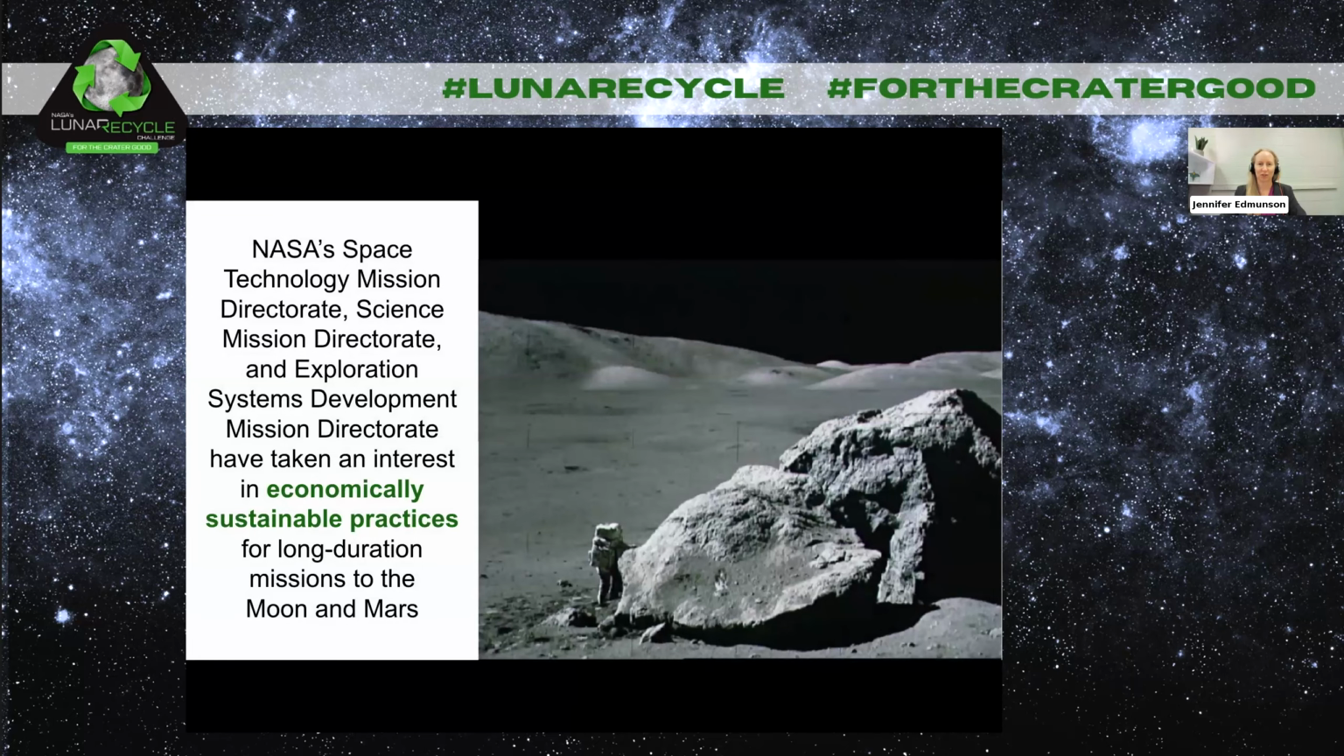NASA's Space Technology Mission Directorate, Science Mission Directorate, and Exploration Systems Development Mission Directorates have taken an interest in economically sustainable practices for long-duration missions to the moon and Mars. This image was taken by astronaut Eugene Cernan of Harrison Schmitt standing on the moon by a house-sized boulder during the Apollo 17 mission. Imagine if that boulder represented a pile of trash on the moon, and that trash pile could be used as a resource found in place, or in situ. That's a lot of available material.